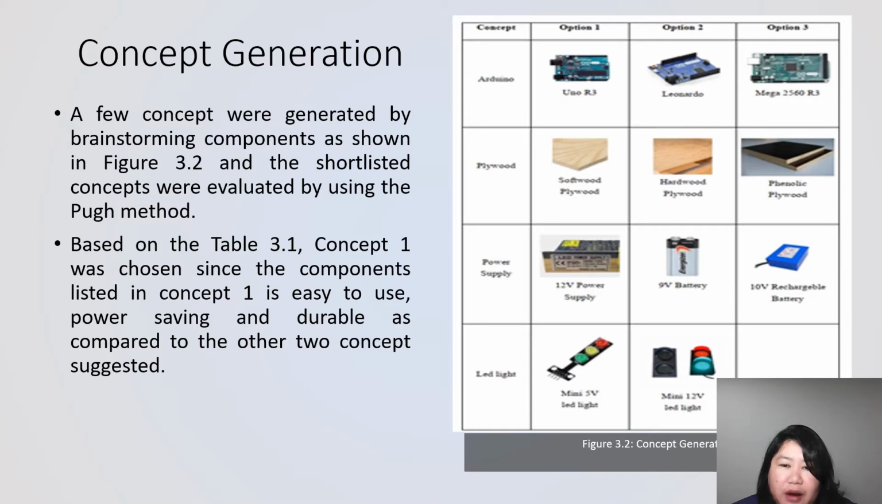In option 1, we will use Arduino R3, and for the board we will use the softwood plywood. The power supply we will be getting from a 12-volt power supply, and as for the LED light, we will use the mini 5-volt LED light.